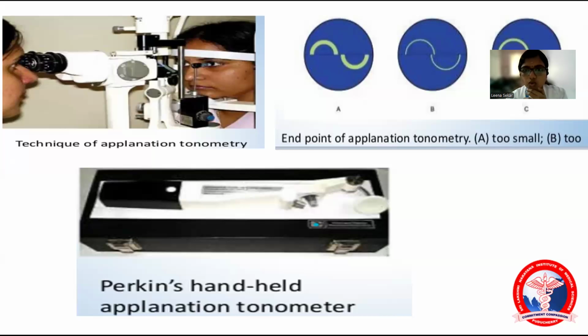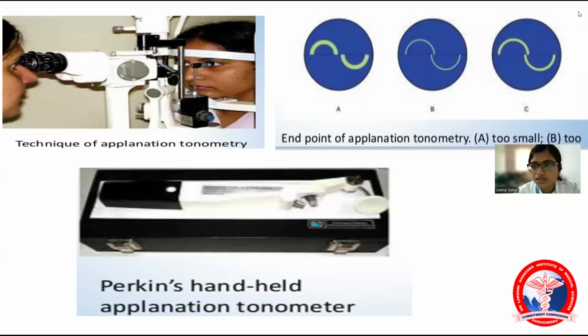The next picture will show how the mires will be seen. There will be two semicircles. The two semicircles will have an inner circle and an outer circle. We have to bring two inner circles together. In the picture C, we can see how the two mires are brought together. Picture C marks the end point, and by rotating the knobs, we can measure the IOP.